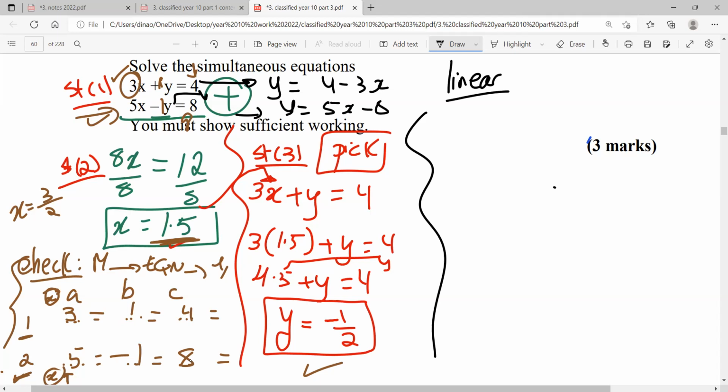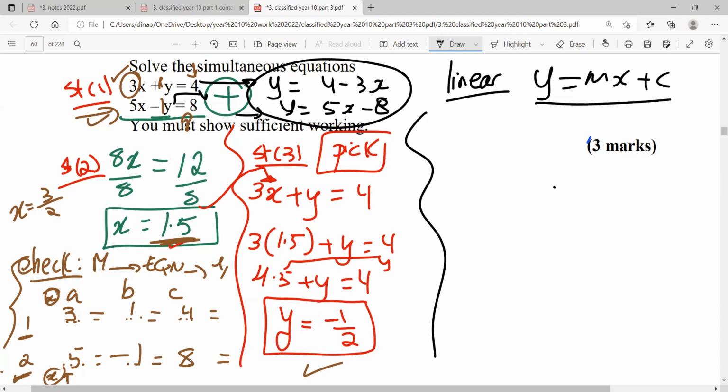I'm just telling you quickly here: this should remind you of y equals mx plus c. y equals mx plus c is the equation of a line. Simply, instead of all this nonsense I'm saying, these two equations, if I decide to represent them graphically, will give me two lines on the coordinate plane.